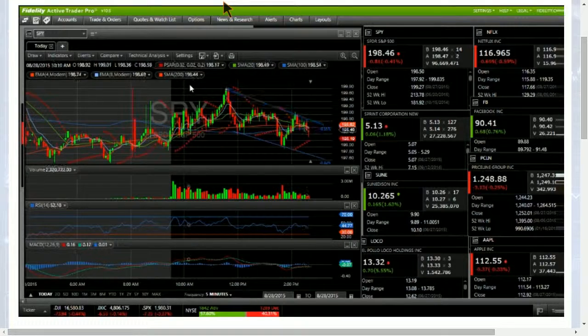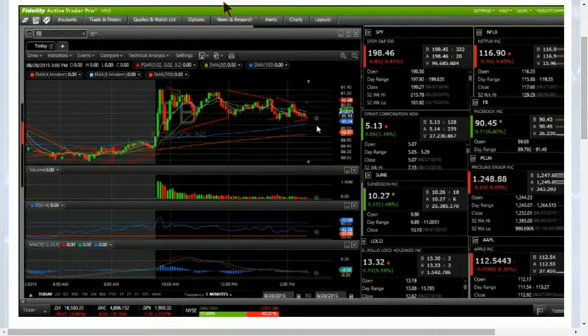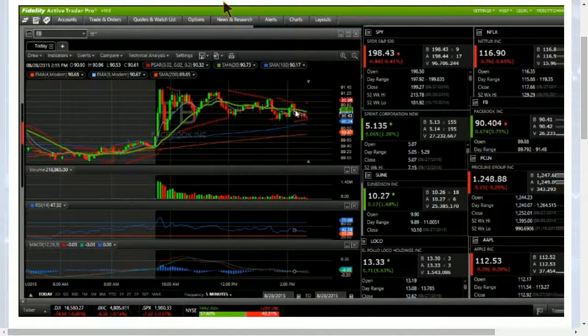I want to peek in on Facebook here. Facebook's having some lower lows. The 100 period moving average support is 90.24. Watch for a bounce on that and a break of 90.96. We'll call it 91 would be a bullish development. So keep your eye on the lows and the highs, obviously, of all these stocks.